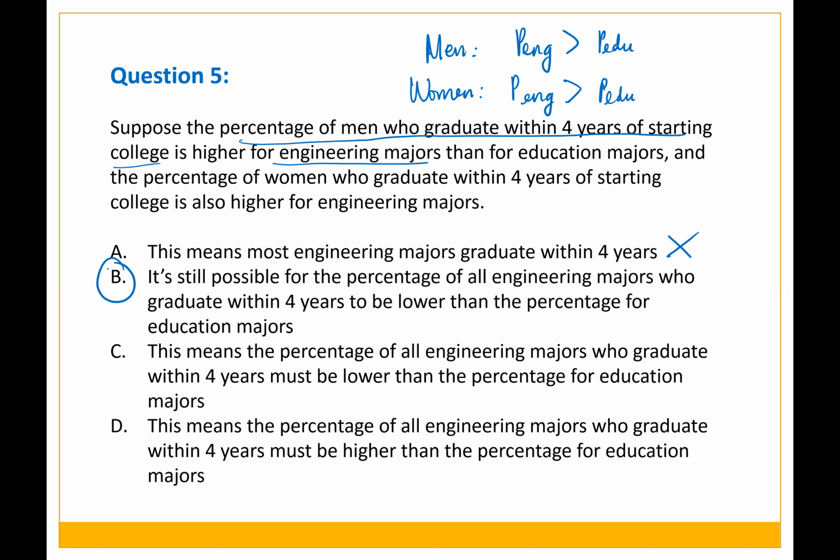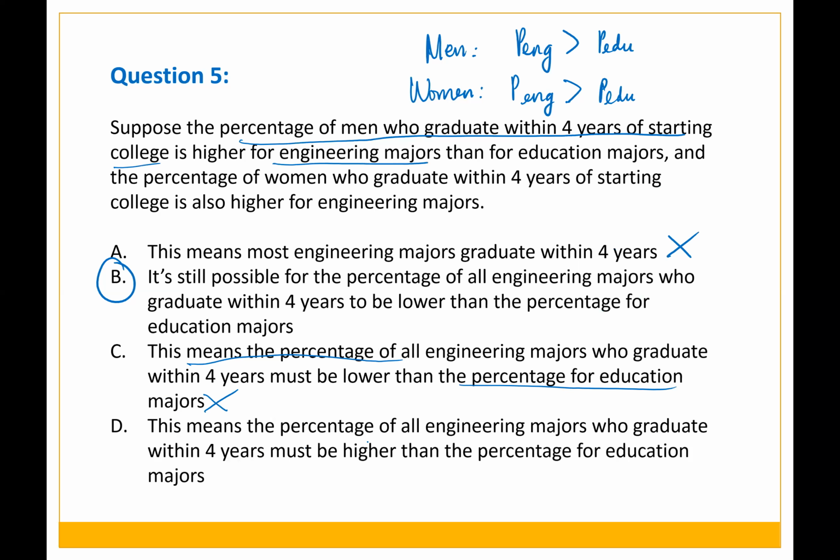Let's see what's wrong with the other answers. C: this means the percentage of all engineering majors who graduate within 4 years must be lower than the percentage for education majors. Well, technically it should be the other way around. But then you don't know if it's certain or not, and the way that I concluded is that it's a certain thing that happened. So C is also not right.